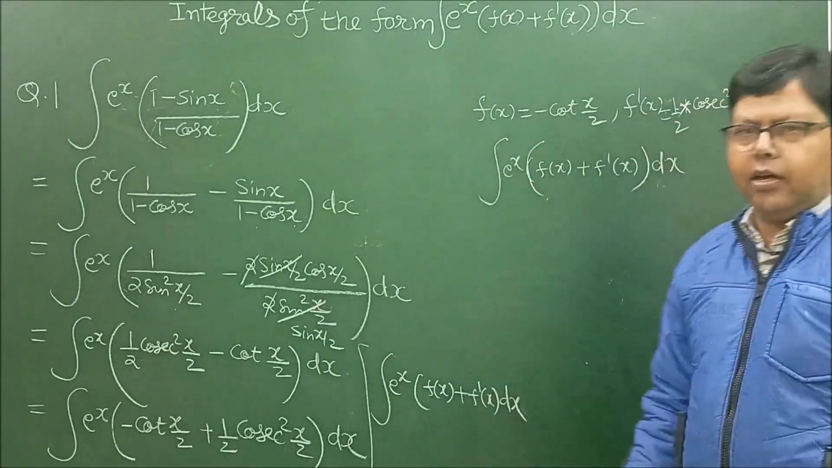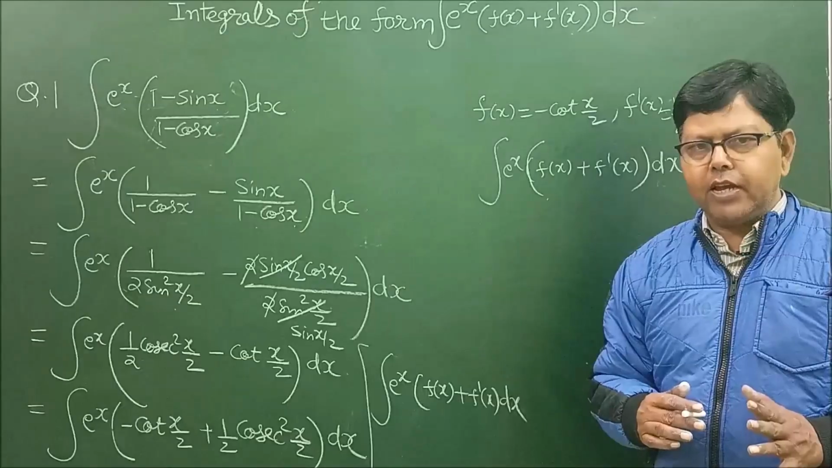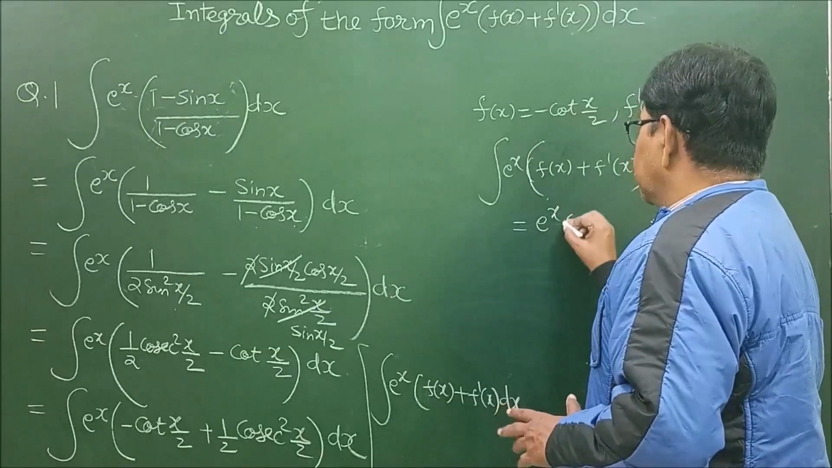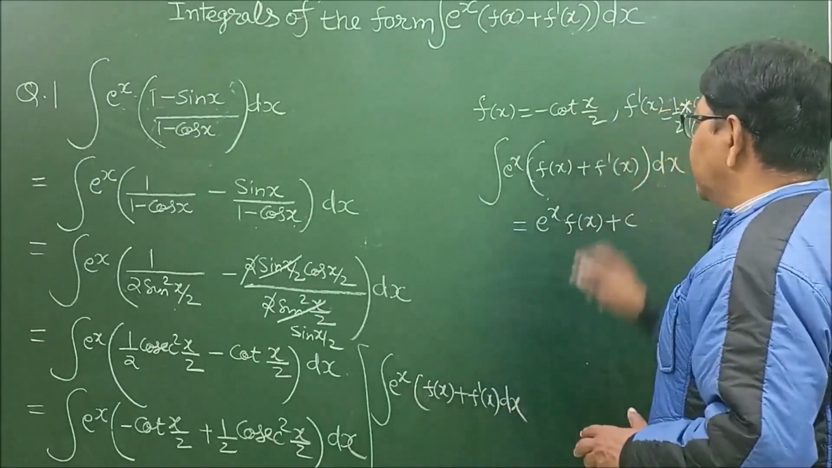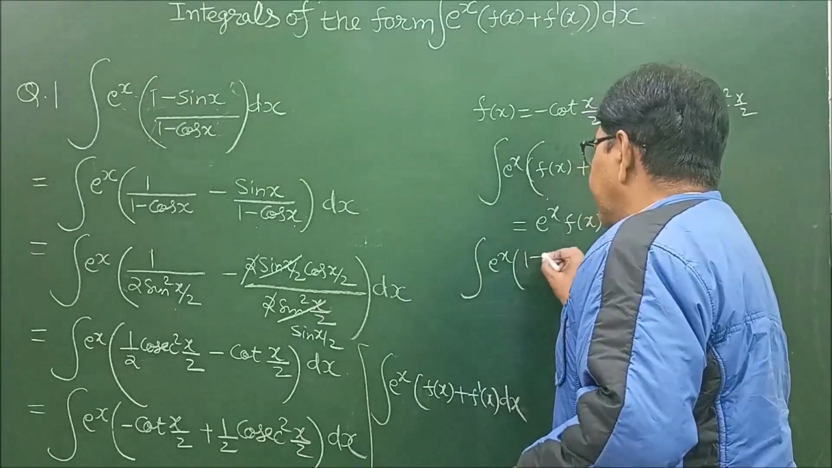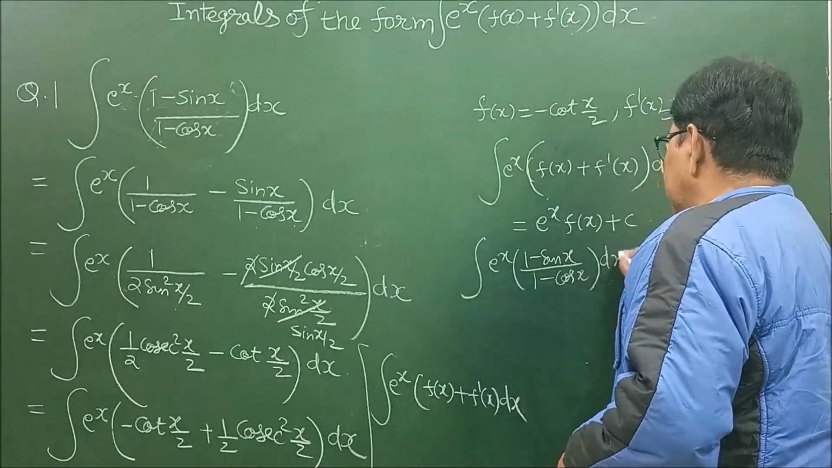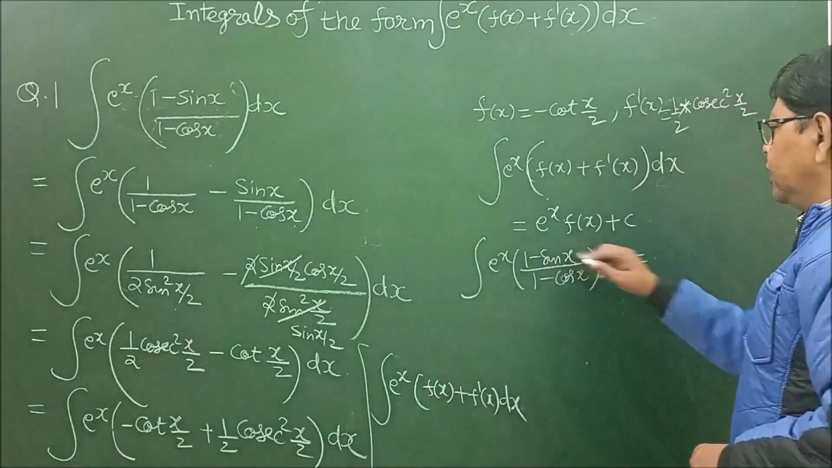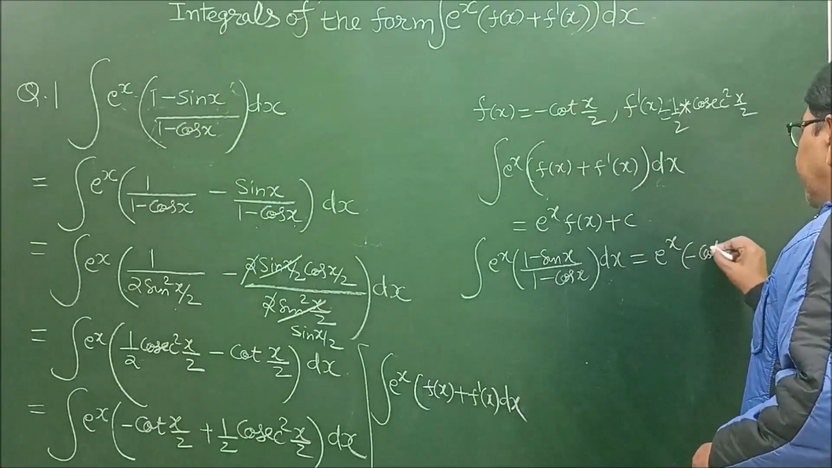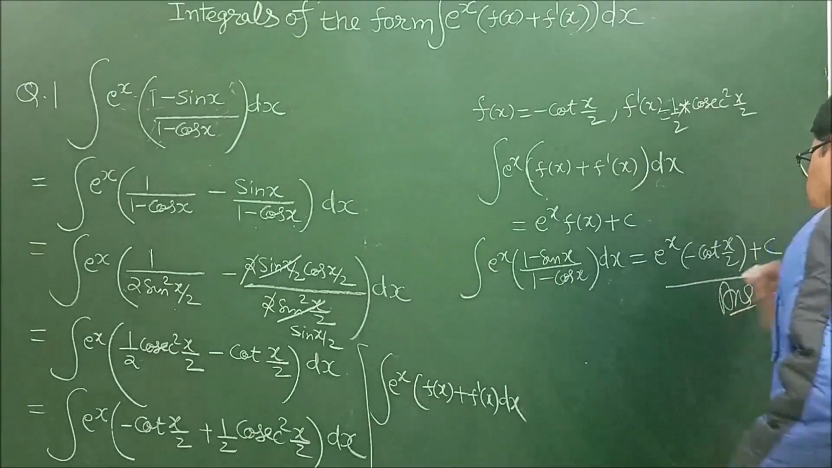और इस इंटीग्रल का हमने स्टार्टिंग में आपको फॉर्मूला बताया था, इंटीग्रल ऑफ e^x [f(x) + f'(x)] dx is equal to e^x f(x) + c. Now putting the values here, this integral e^x [(1 − sin x)/(1 − cos x)] dx is equal to e^x, and the value of f(x) is here −cot(x/2) + c. So this is the answer of this question.